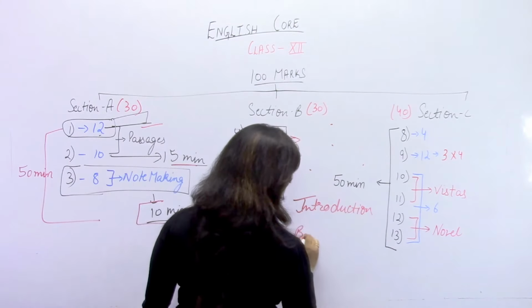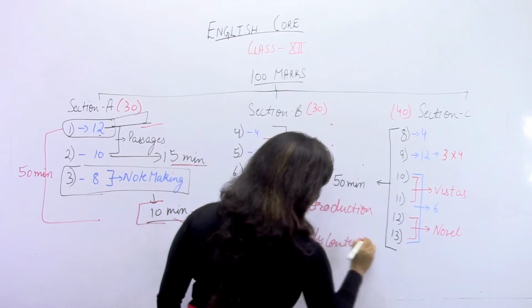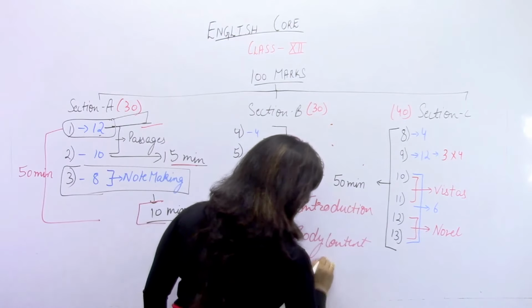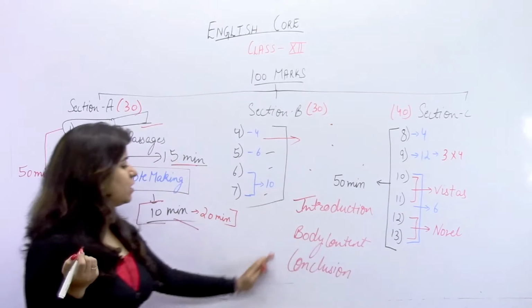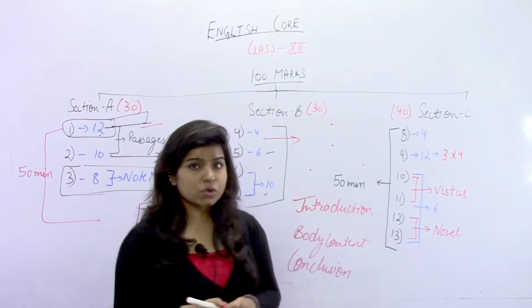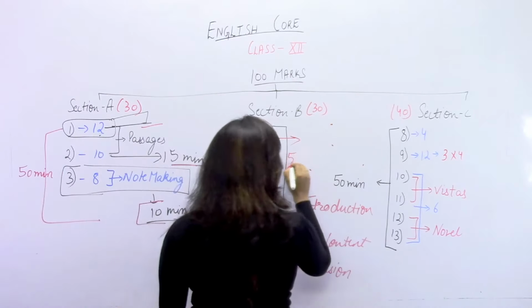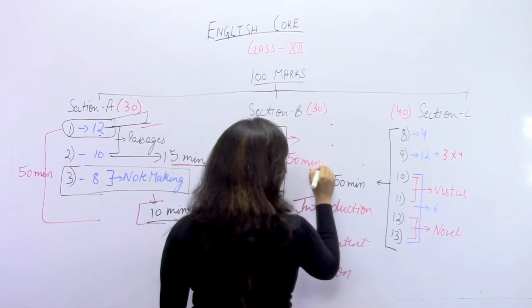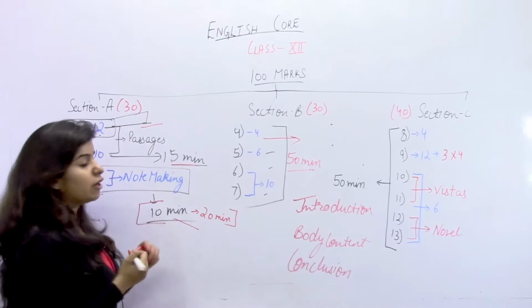the body content, and then the conclusion. I guess almost these three things are to be followed in each and every part of Section B. So targeting all these things, you have just 50 minutes to complete your paper, after completing each of these sections within a span of 50 minutes.